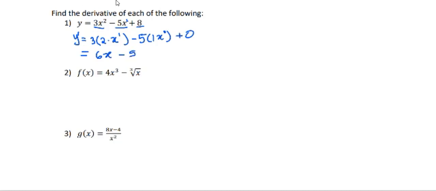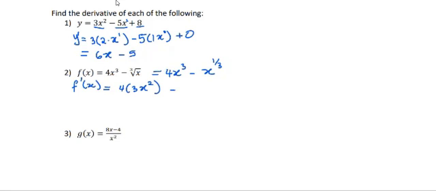To find the derivative of 4x cubed minus the cube root of x, we write this as 4x cubed minus x to the power 1 over 3, since the cube root can be written as 1 over 3. The derivative, which we call f prime of x, is going to be: we multiply by 3, so we do 4 times 3, we write the x, and then we subtract a 1 from the 3, so it's going to be a 2 up here.